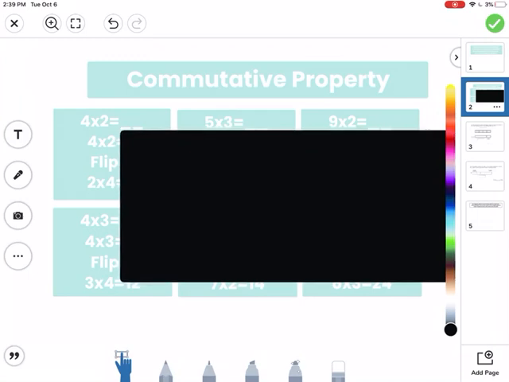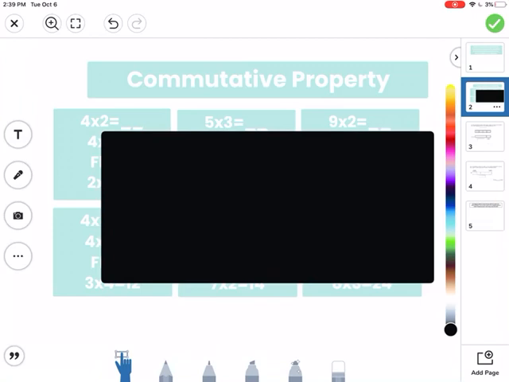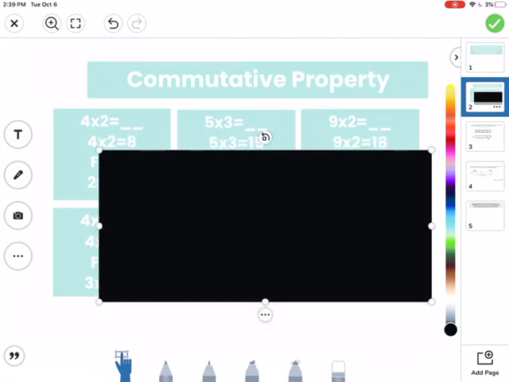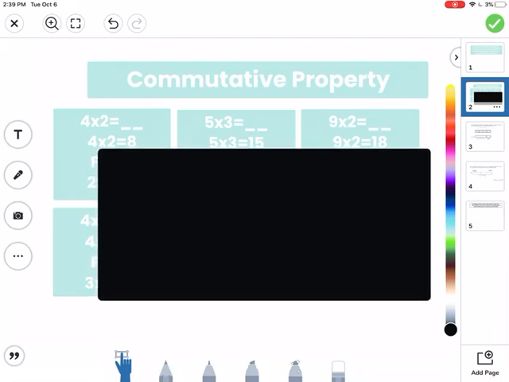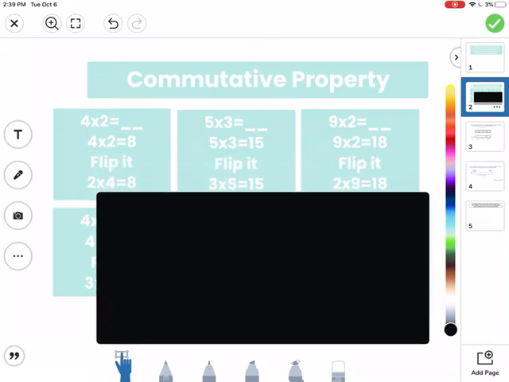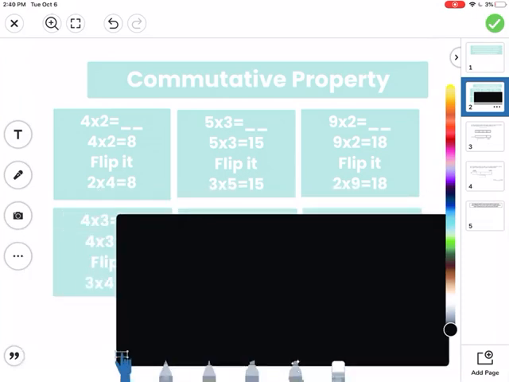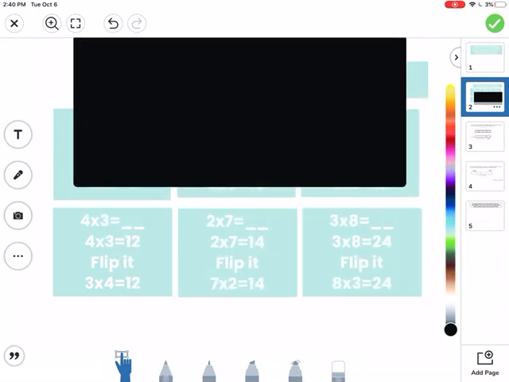Then we have 9 times 2. We can skip count by 2 9 times. So 2, 4, 6, 8, 10, 12, 14, 16, 18. If we wanted to flip it to show that commutative property, we have 2 times 9. And look how they're all the same. 9 times 2 equals 18. 2 times 9 equals 18. And we have some more examples down here you guys can check out.